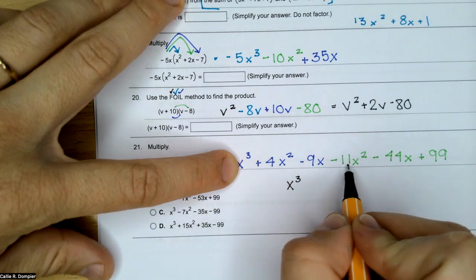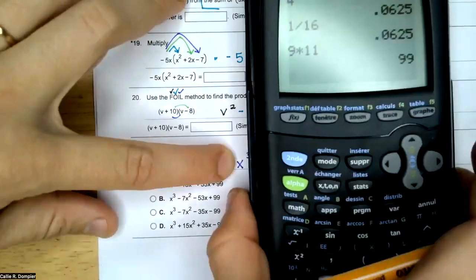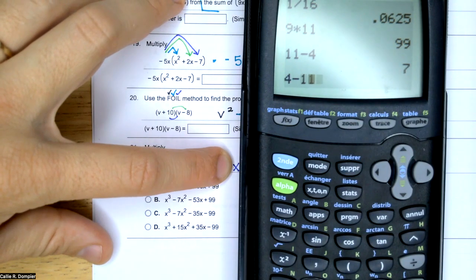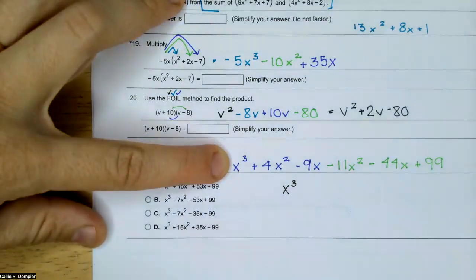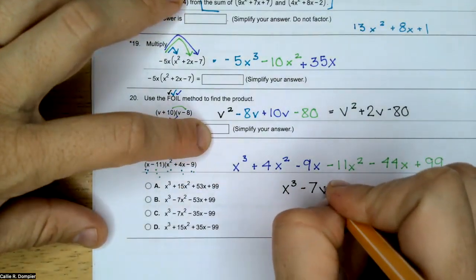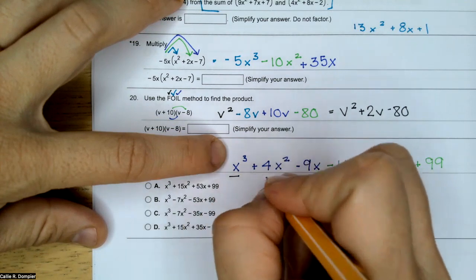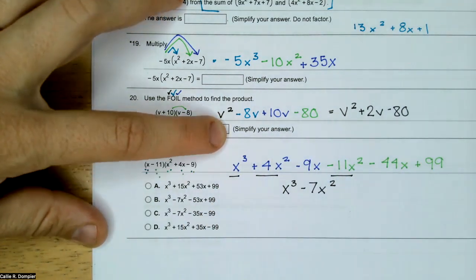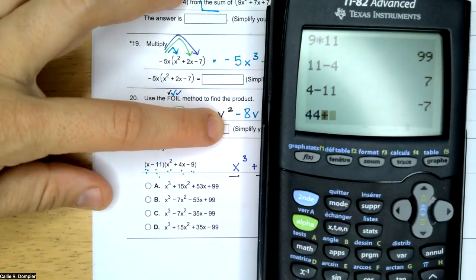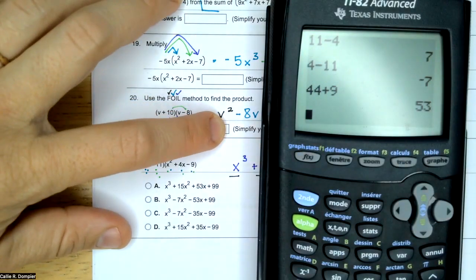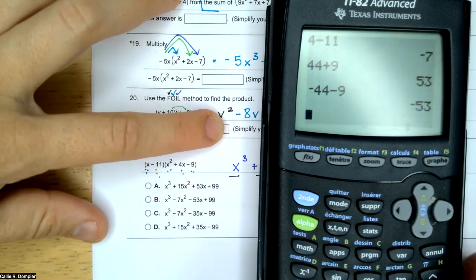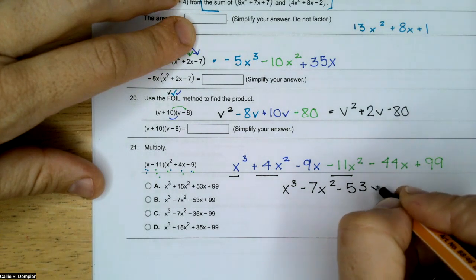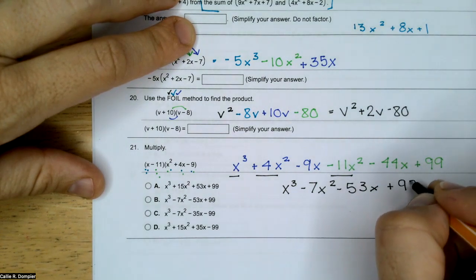4x squared minus 11x squared. So what's 4 minus 11? That's the same as 11 minus 4, but it'll be a negative, right? 4 minus 11 is going to be a negative 7. X squared, right? So I got that one. I got those two. Negative 9 minus 44, you're just adding. 44 and 9 is 53, but negative 44 minus 9 is negative 53. Good. So minus 53x and then plus 99.